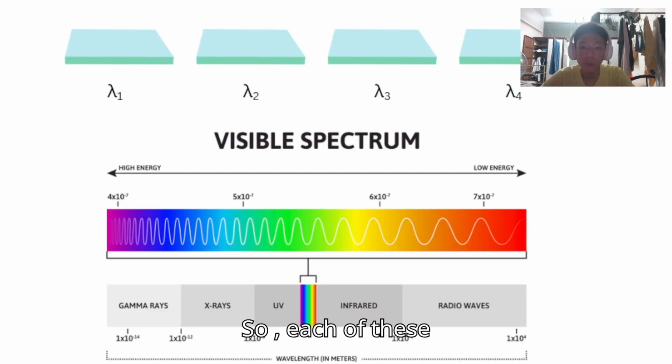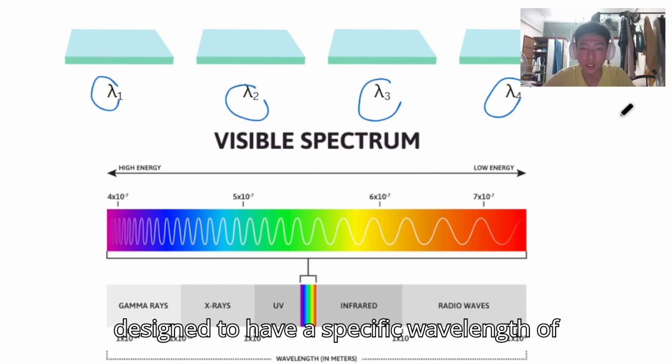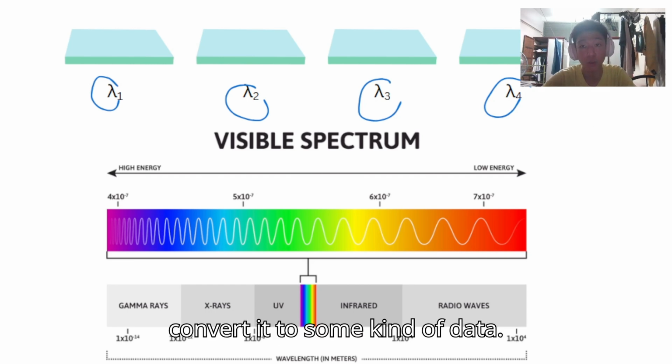So each of these individual wafers are going to be designed to have a specific wavelength of light that they're able to capture and convert to some kind of data.